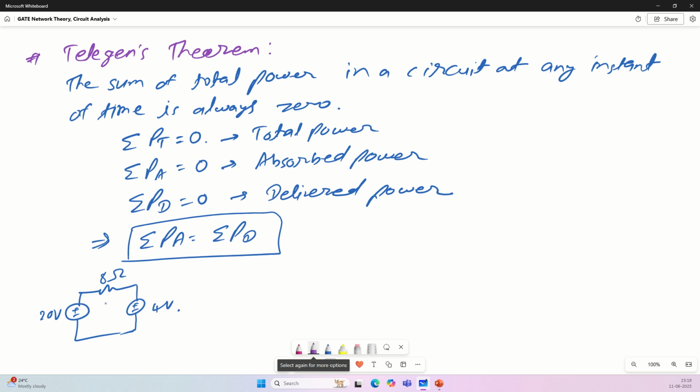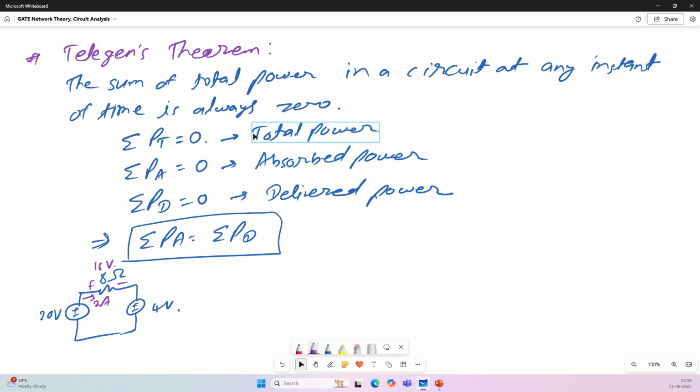Understood? So 2 ampere will be flowing. So this will be my positive, this will be negative, and the current flowing through this is 2 ampere. That's all. So you already know, the voltage across this 8 ohm will be 8 times 2, that is 16 volt. So this will be my 16 volt. Got it? So you can say power of each element.